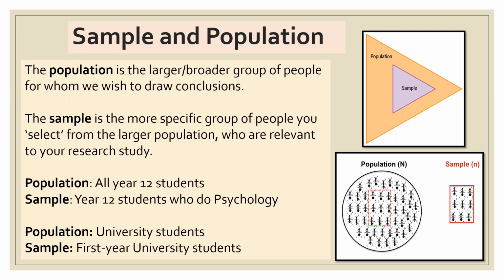So that's what we mean when we say the sample has to be representative of the population, because whatever results I get from the sample, I need to be able to then broaden or generalize back to the population. That was just an example. Another example is if we're looking at university students, a sample could be first-year university students. So it's just a subset of the population, basically.